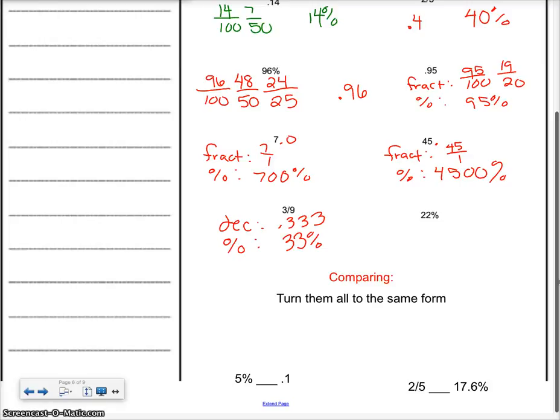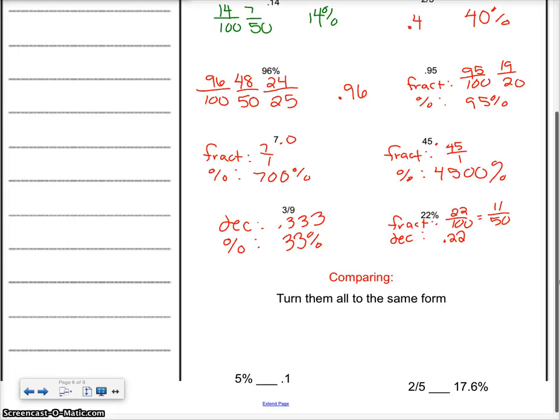I'm given a percent, so I need my fraction and I need my decimal. Fraction is 22 over 100, which is 11 over 50, and decimal 0.22.